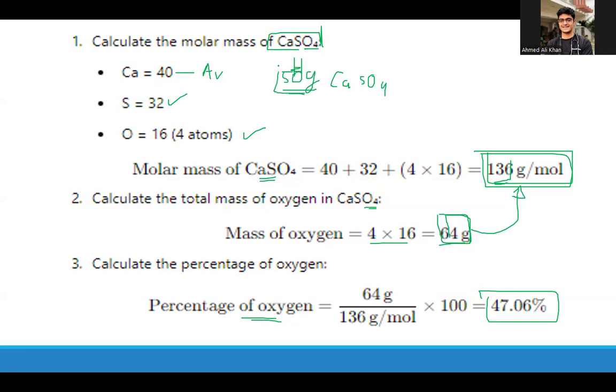Okay. And what if you have 50 grams of calcium sulfate? How much of this 50 grams is actually oxygen? I'll just take 47.06% of 50, right? I'll just take 47% of 50, and that way I'll get the mass of oxygen. Understood? 47.06% of 50. Yes. Okay, right? That's how you calculate the percent composition by mass.